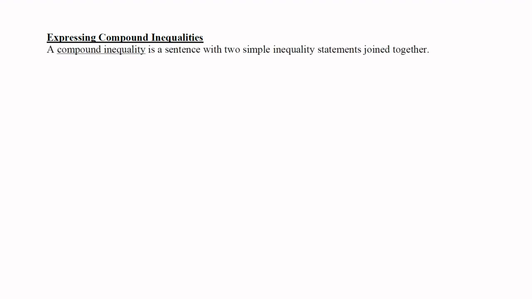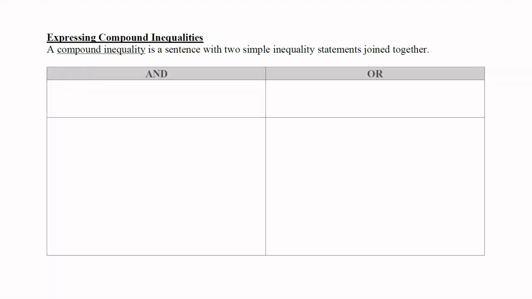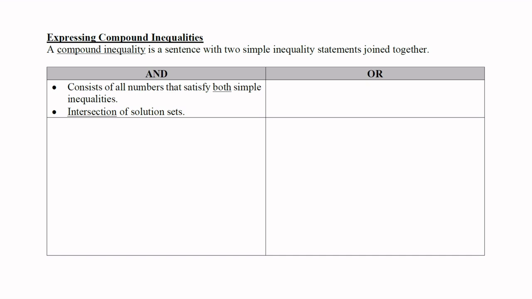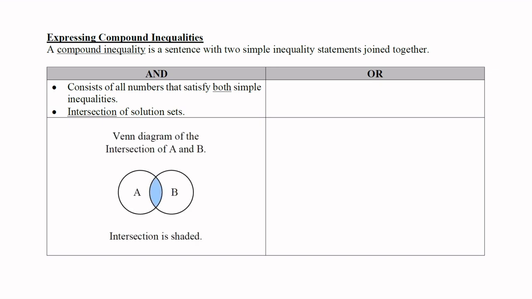A compound inequality is a sentence with two simple inequality statements joined together. In an AND statement, it consists of all numbers that satisfy both simple inequalities. It is an intersection of the solution sets. In a Venn diagram, the intersection of A and B would be the area where A and B overlap. That is indicated by the shaded region.